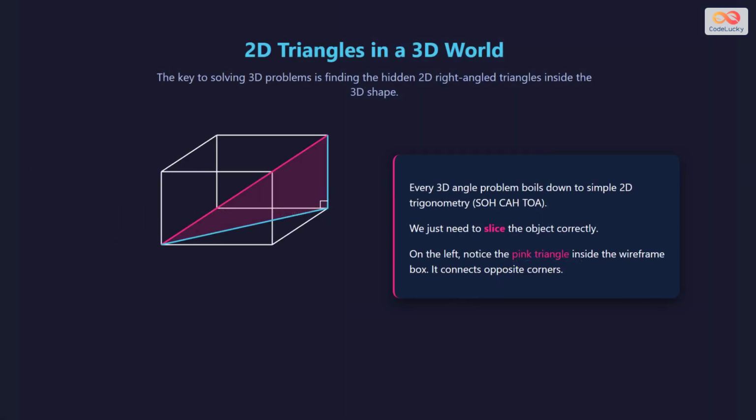Here is the secret to solving these problems. 3D trigonometry is really just 2D trigonometry, hidden in a box. Your main task is to slice the 3D object to reveal a flat, 2-dimensional right-angled triangle inside it. Once you find that triangle, you can use standard sine, cosine, and tangent ratios.